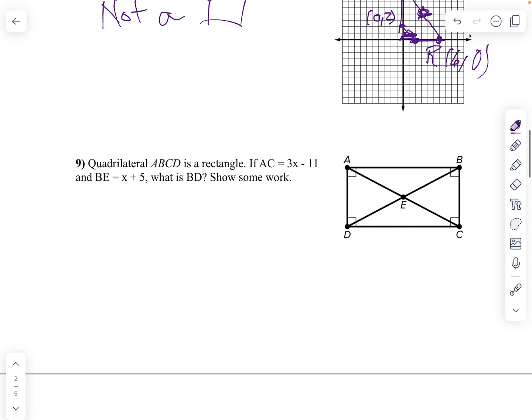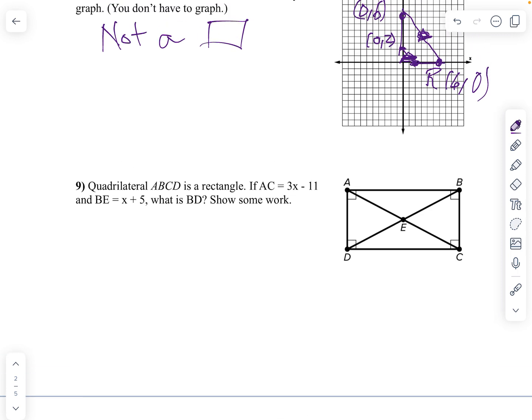Okay, now on question number 9, we know ABCD is a rectangle. Since it's a rectangle, we know that the diagonals are equal, and we know that the angles are 90 degrees. I already marked the 90-degree angles for you. So I know A to C is 3x minus 11, and B to E is 3x plus 5.